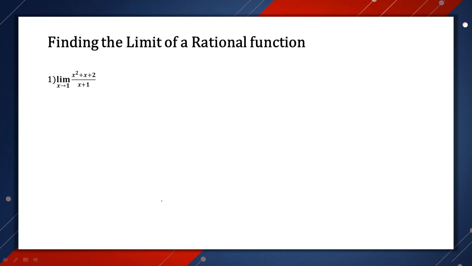According to this knowledge, we can find the limits of a rational function. Like the first question, when x is equal to 1, we just put x equal to 1 in this function directly. We can get 1 plus 1 plus 2, so it's equal to 4. And on the bottom, here is 1 plus 1, so it's 2. So the result is 4 over 2, which is 2.